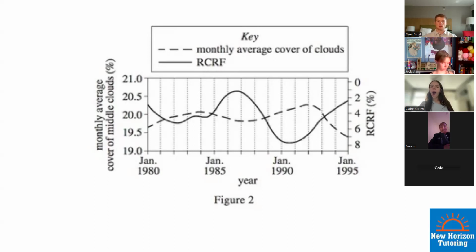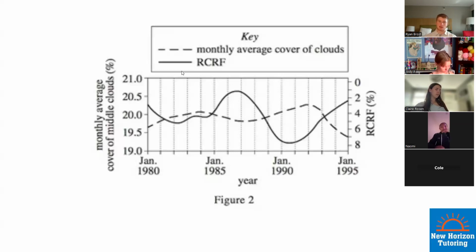Okay. So I'm not sure what the RCRF is, but it looks like we're looking at the monthly percent of clouds versus the RCRF over quite a long period here, right? Like 15 years. And it's the monthly average for each year. So another thing I noticed was that they kind of seem to be inversely related, right? If this one goes down, then this one goes up. So that might be something they look for, or something like that.